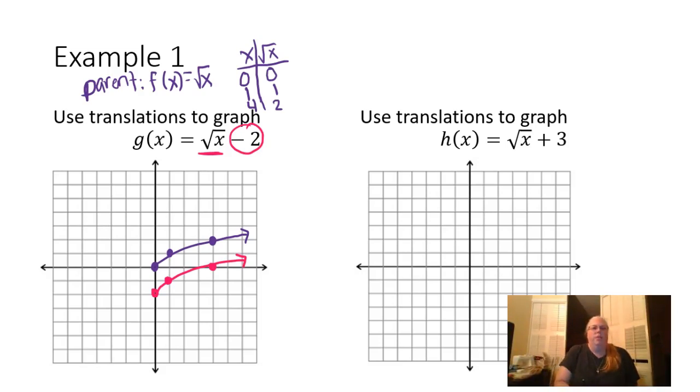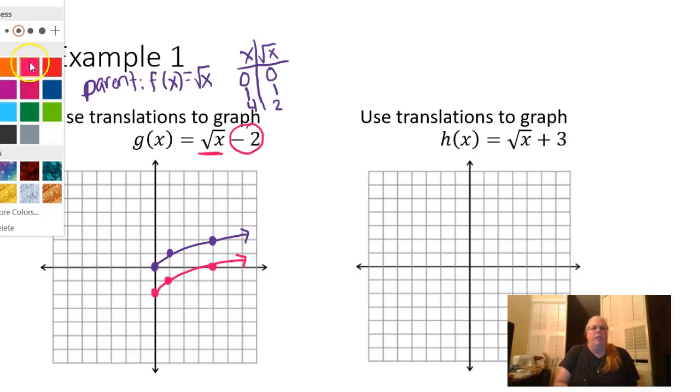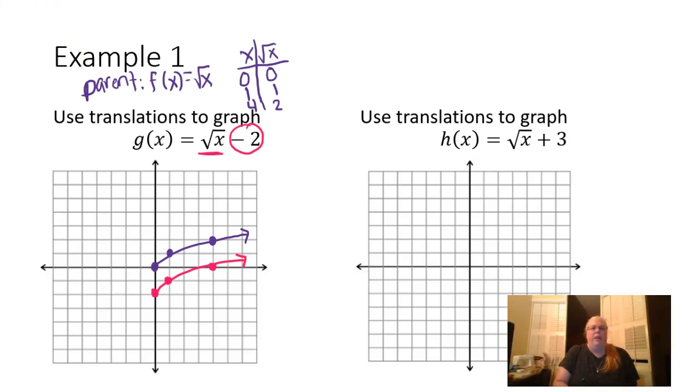All right, let's look over on the other one. We're looking at the h of x graph. Again, the parent graph is the square root function. So I know I'm going to have a point at 0, 0, at 1, 1, and at positive 4, positive 2. So the parent function is going to go kind of like this right here.